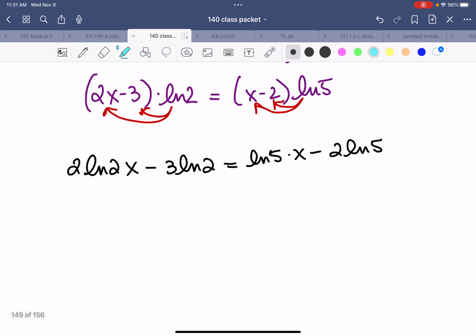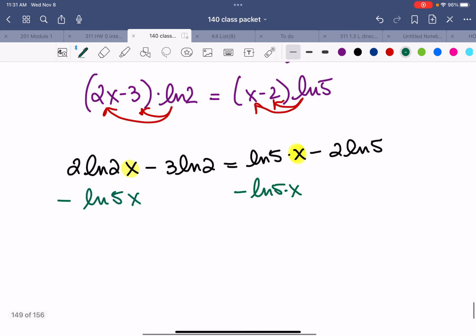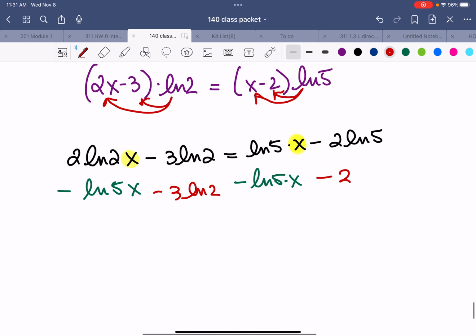And then again, we're going to look for those x's. I got one on the right, one on the left, and I want to combine them on the same side. So I'm going to subtract the natural log of 5 times x. And I'm also going to subtract the 3 ln 2. So I want everything with an x on the left and everything that does not, moved to the right.